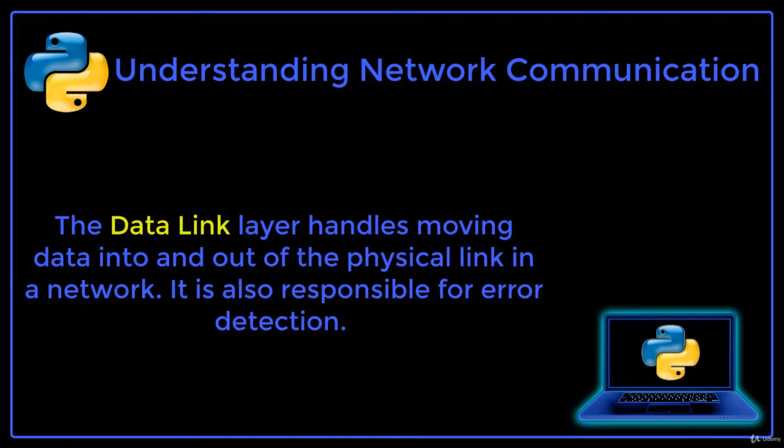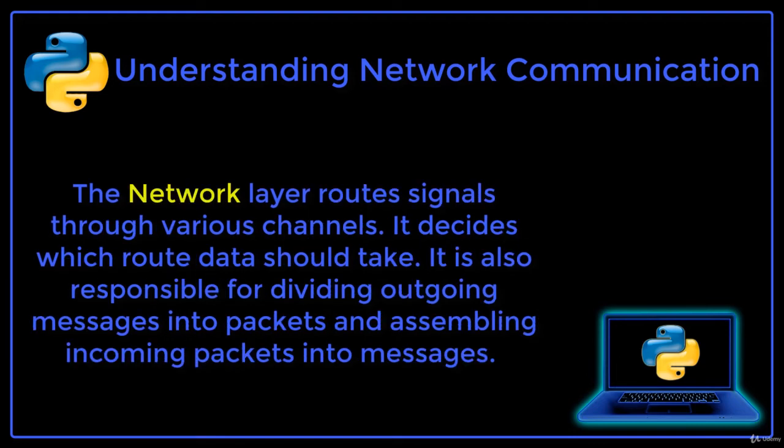The data link layer handles moving data into and out of the physical link in a network. It is also responsible for error detection. The network layer routes signals through various channels. It decides which route data should take. It is also responsible for dividing outgoing messages into packets and assembling incoming packets into messages.